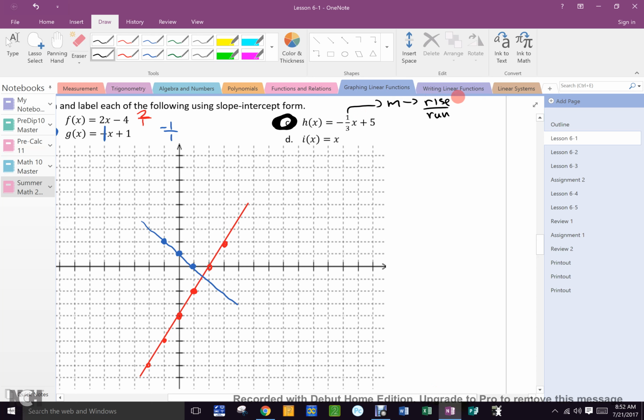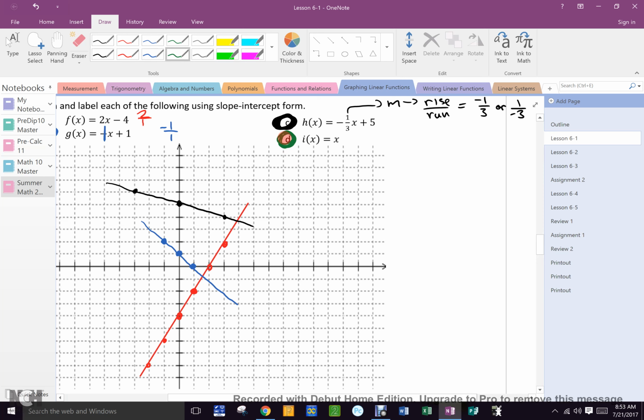And now I must have a rise of negative 1 and a run of 3. So down 1, 1, 2, 3. Or a rise of 1 and a run of negative 3. 1, 2, 3. And what do I do with those 3 dots? I connect them. Is everybody good? Now, with a green line, which for some reason people can't do this one.